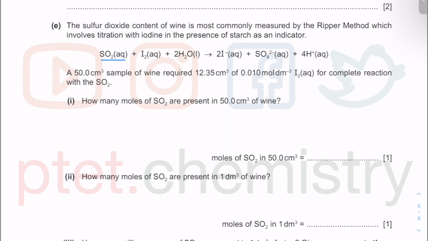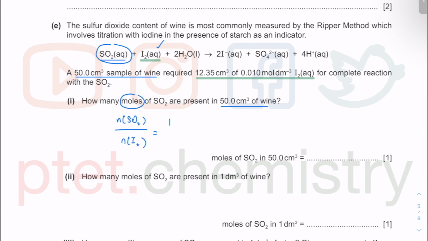So what do we have here? We are given information on the iodine, and the iodine will react with the SO2 in the wine. We want to know the moles of SO2 present in the wine. So we reacted 50 cm³ of the wine, which is the whole of that. So we find the information on the I2. We can see the mole of the SO2 is to the mole of the I2. 1 mole of SO2 reacted with 1 mole of I2. Oops, sorry, not 2 at the bottom, but 1 at the bottom. 1 mole of SO2 reacted with 1 mole of I2 from the balanced equation.